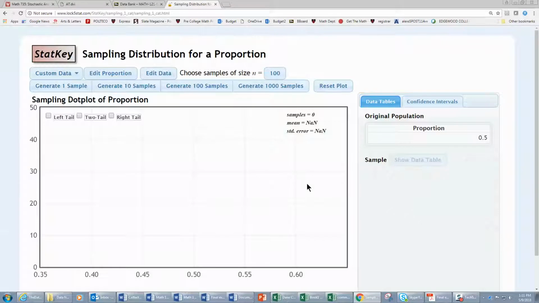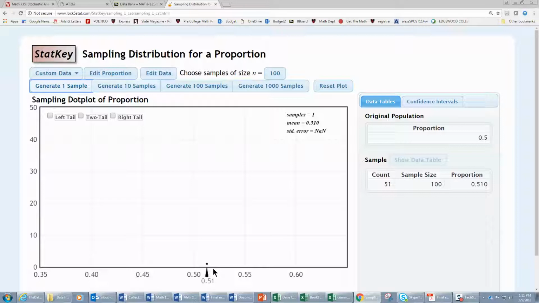So suppose you went out into a population where the true population proportion was 50%. So 50% voting for candidate A, or 50% of the actual population are women, or whatever. So we're assuming that the population proportion p is equal to 0.5. Now we're going to look at a sample of 100 from that population. So let's just generate one sample.